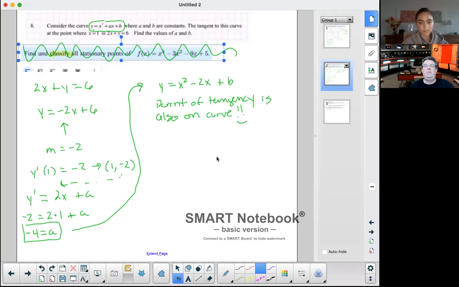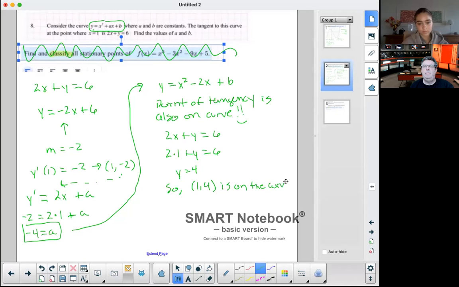So that means it has to satisfy 2x plus y equals 6. I'll just take the original. And the point in question is x equals 1, right? So then 2 times 1 plus y equals 6. So then y equals 4. So 1, 4 is on the curve.